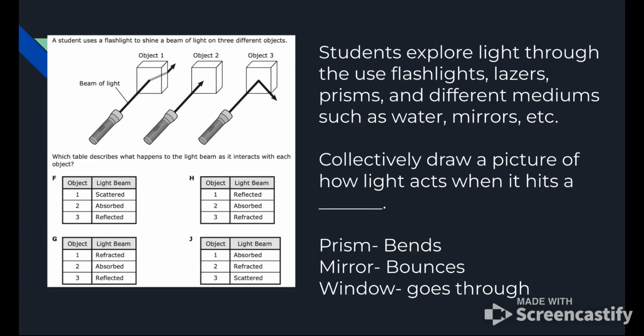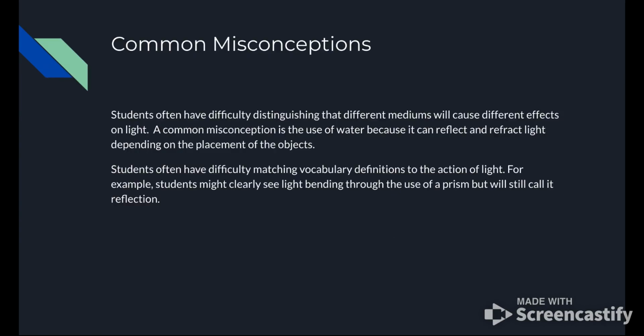All the students come together. They're exploring via all these different objects, and then they collectively draw a picture or they collectively answer what something in specific happens to light through a specific medium. Maybe I give them prisms. Maybe I give them a mirror. Maybe I tell them to stand near a window and I have them share ideas among themselves to see what actually happens to light. So, light could either bend, bounce, or go through.